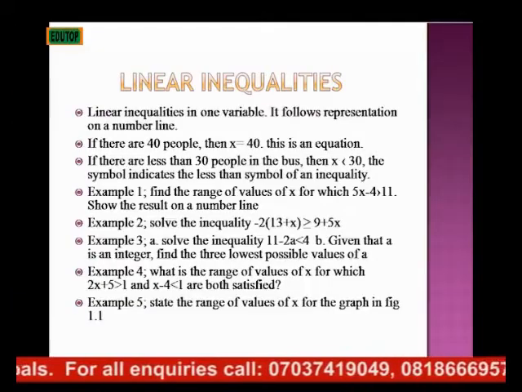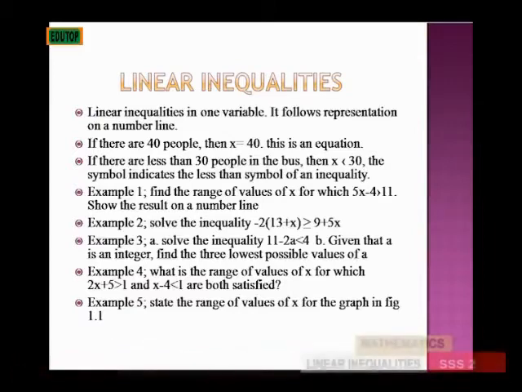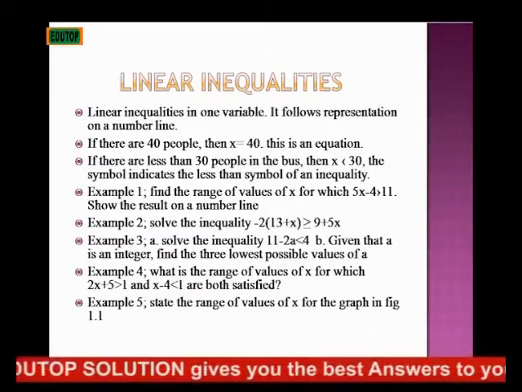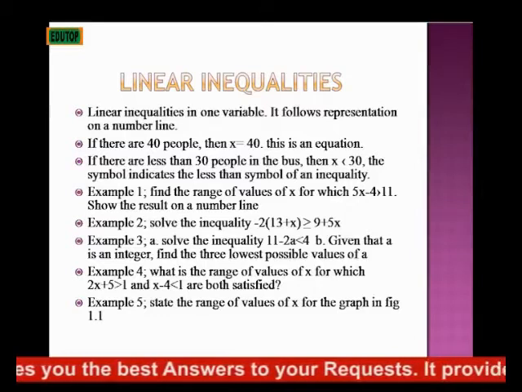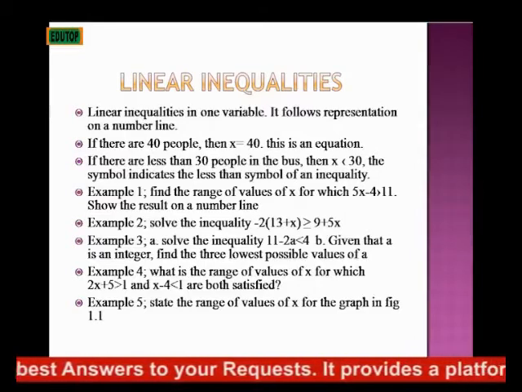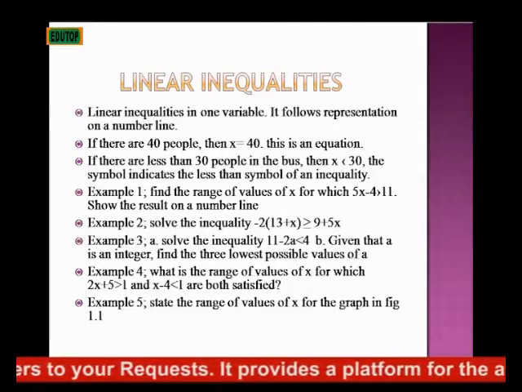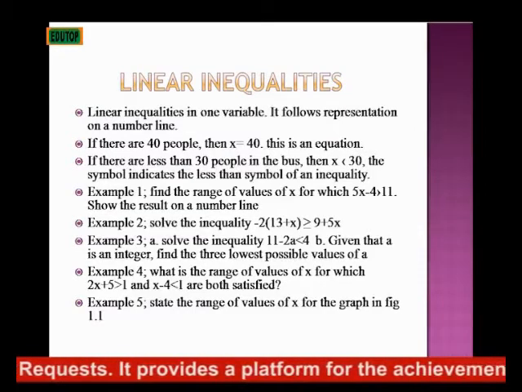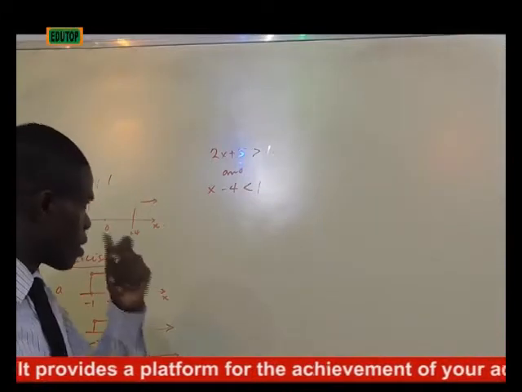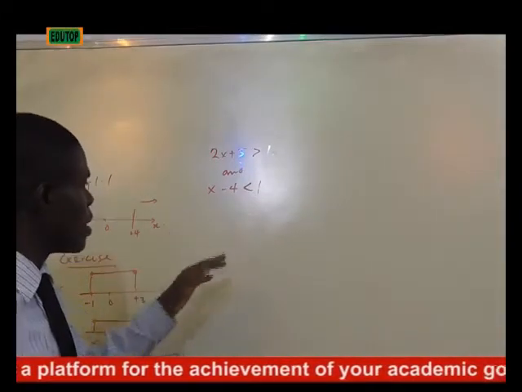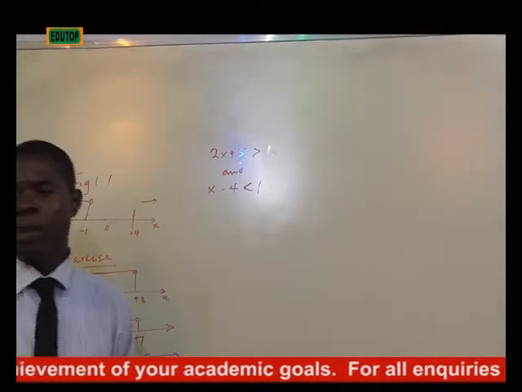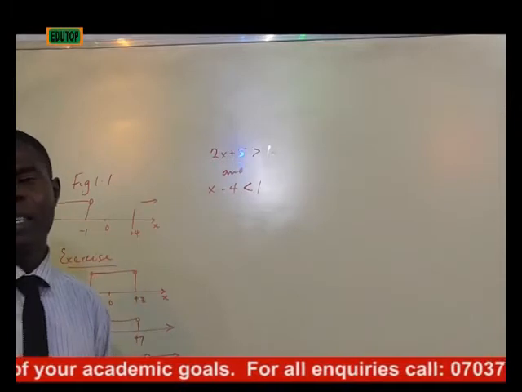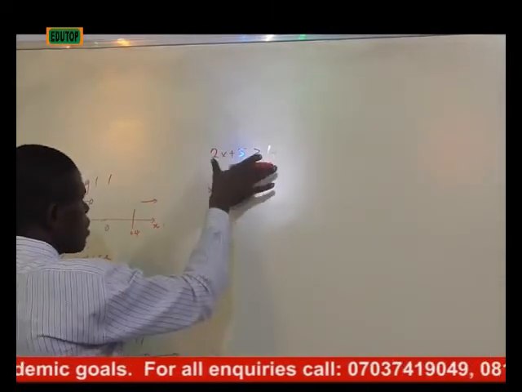Example 4. What is the range of values of x for which 2x plus 5 is greater than 1 and x minus 4 is less than 1 are both satisfied? So since they want us to determine the value of x for which the range of values of x are both satisfied, we have to solve this separately.